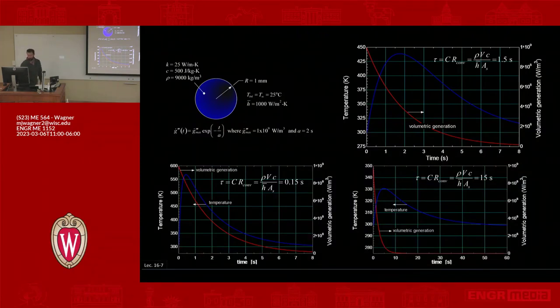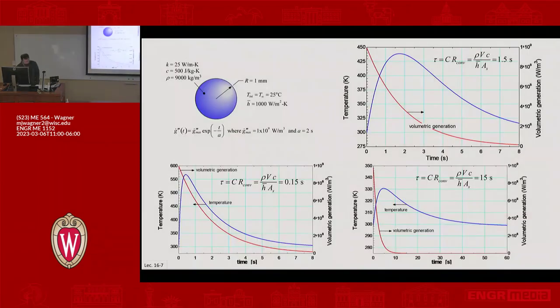Just plot it out. This is hard to see. Let me just shield your eyes for a second. Okay, so if we had a scenario where it was 0.15, it's going to look something like this. It's just going to very quickly ramp up and then decay pretty much along with the volumetric generation profile. This is what we have in our current problem. And then this is what you'd have if it was, say, 15 seconds. So there's a pretty slow response. It doesn't really have as much of a spike as the other one. But you get the sense of the characteristic response here.